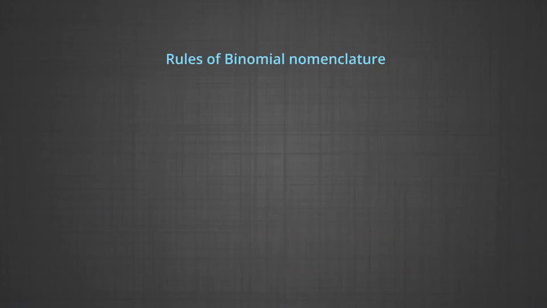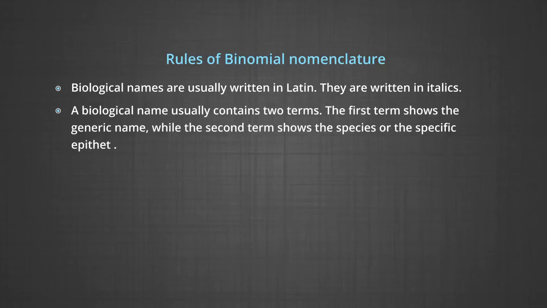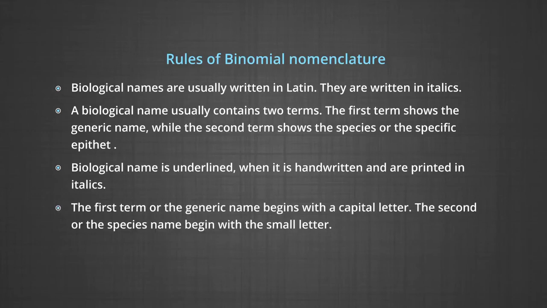The rules of binomial nomenclature are: number 1, biological names are usually written in Latin. They are written in italics. Second, a biological name usually contains two terms. The first term shows the generic name, while the second term shows the species or the specific epithet. A biological name is underlined when it is handwritten and printed in italics. The first term or the generic name always begins with a capital letter, and the second, the species name, always begins with a small letter.